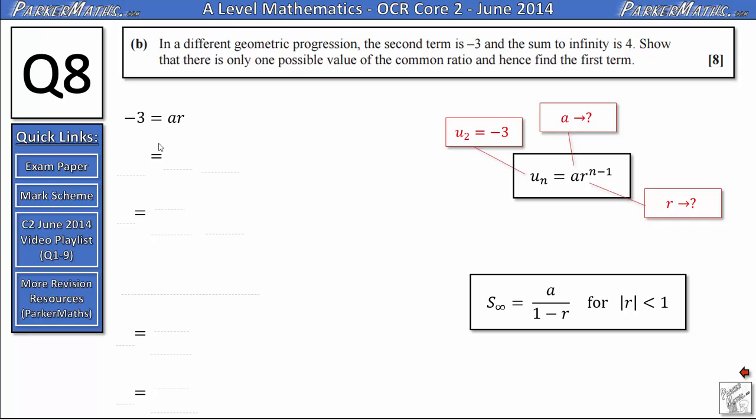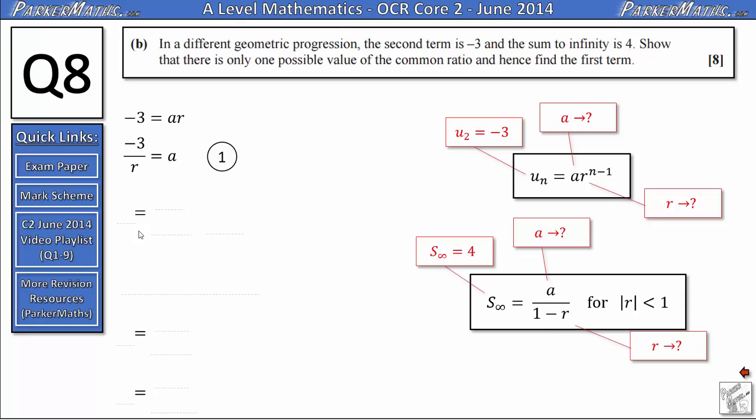I'm also going to rearrange this so that it says r equals negative 3 over a, by dividing through by a. And the reason for that will be clear later. If you didn't spot that you need to do that straight away, you probably would do later on when you formed your second simultaneous equation. For the second simultaneous equation, I'm going to use the sum to infinity. We know the sum to infinity equals 4, so s infinity becomes 4. Again, a and r are unknowns, so we can form a simultaneous equation that says 4 equals a over 1 minus r, and I'm going to call that equation 2.